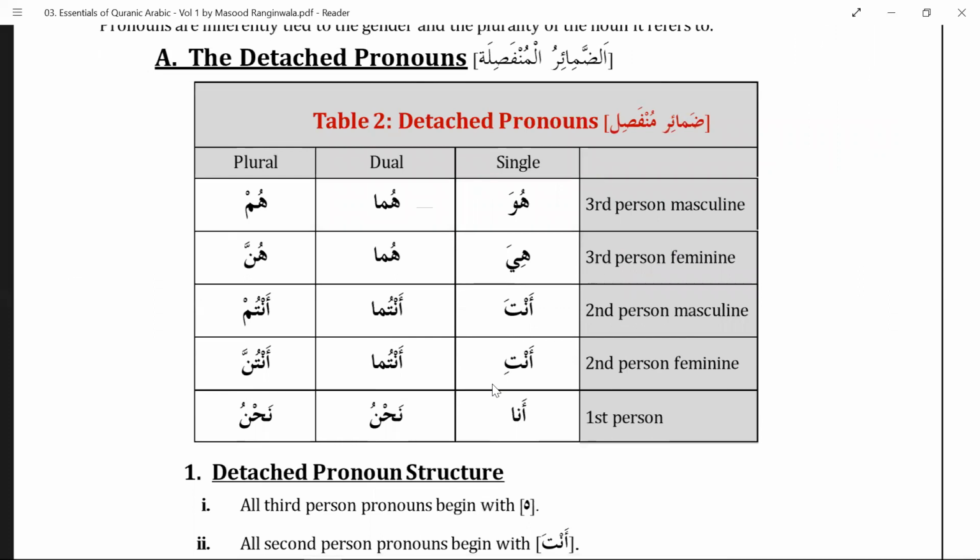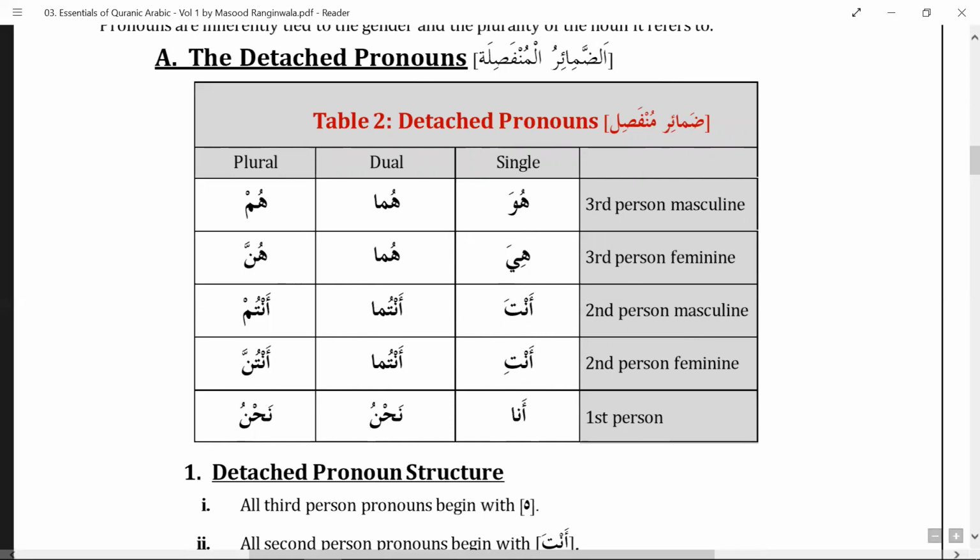The way to remember this is you need to memorize it in this order. هو, هما, هم, هي, هما, هن, أنت, أنتما, أنتم, أنت, أنتما, أنتن, أنا, نحن.